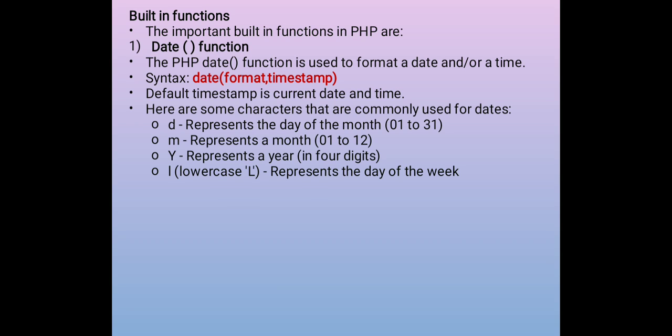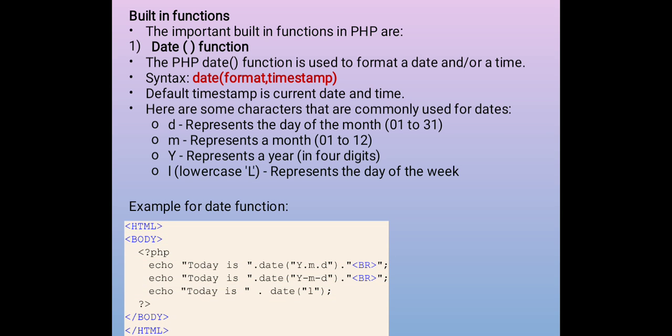Format is the format of the date, and timestamp is optional, and by default it is the current date and time. There are some characters commonly used for the date format. Small d is used for the day of the month from 1 to 31. m is for the month from 1 to 12. Capital Y is used for the year in 4 digits. And lowercase l is used for the day of the week.